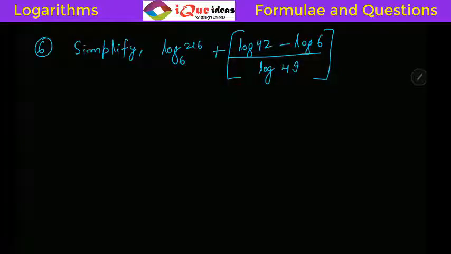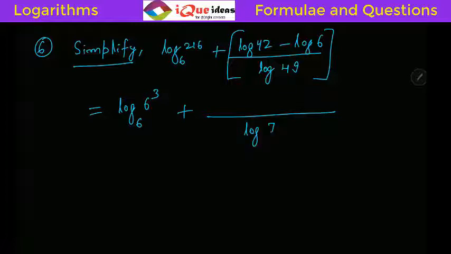Now, next question, it says simplify log 216 to the base 6, log 42 minus log 6 divided by log 49. These two are added. So what we have to do is, let's see, this 216 is 6 cubed. So log of 6 to the power 3 to the base 6 plus, in the denominator, it is log 49. 49 is 7 square. So we can write it as log of 7 square. Base is not mentioned, so we'll take base 10. In numerator again, log 42 minus log 6. Base is not mentioned, so we'll take the base to be 10.